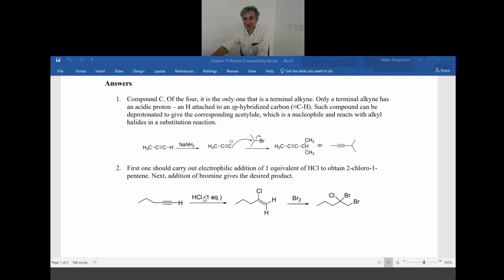So the first step is addition of hydrogen chloride, because you need to introduce chlorine in position 2. Addition of hydrogen chloride proceeds following Markovnikov's rule through the more stable carbocation. That means the more substituted carbocation, which is on carbon 2. And that means chlorine adds to carbon 2. It's very important to specify that we are using only 1 equivalent of HCl. So addition of 1 equivalent of HCl will result in formation of 2-chloro-1-pentene. And then, of course, addition of bromine across the double bond gives the desired product.